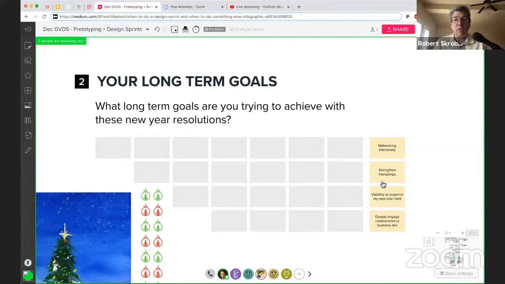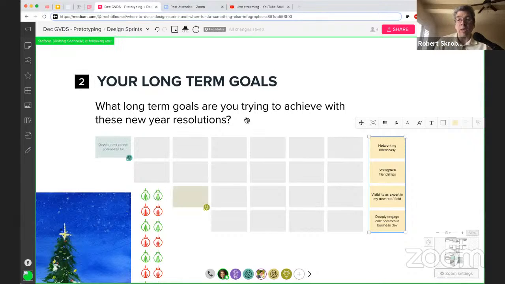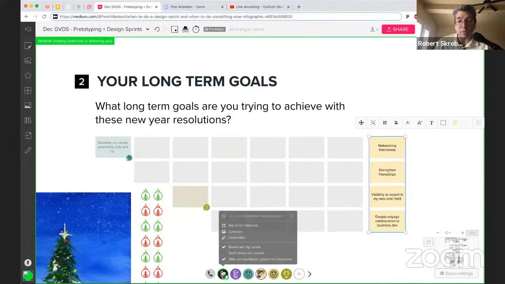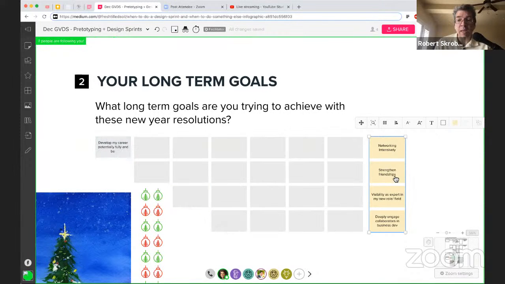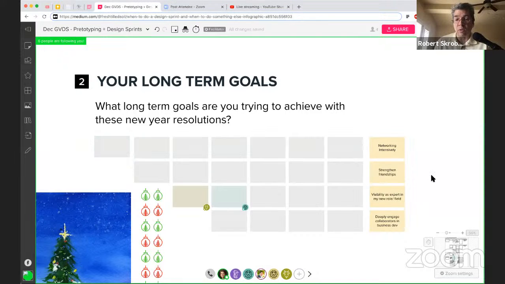These are: strengthen friendships, network intensively, visibility as an expert in my role or field, and deeply engage collaborators in business dev. What would be the end goals, the long-term goals, maybe a year or 2 years out? What would be the end result of you networking intensively, for example, or strengthening your friendships, or visibility as an expert in my new role or field? What would that allow you to do if you had achieved that resolution?